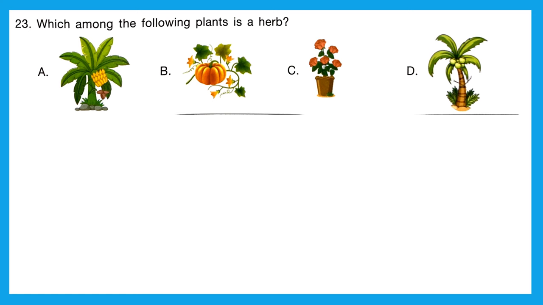Option C, that is a rose plant, that is actually a shrub. Option B, pumpkin plant, that we have already discussed. It creeps on the ground surface? It's a creeper. Option A, that is banana plant.